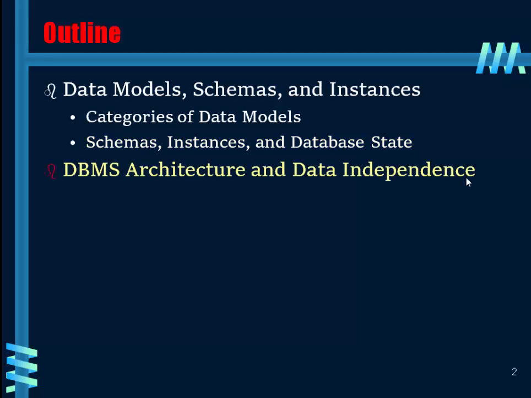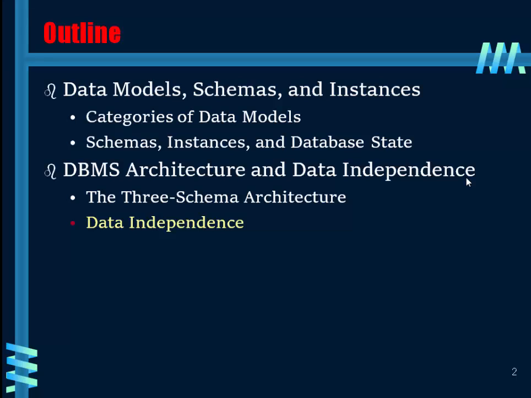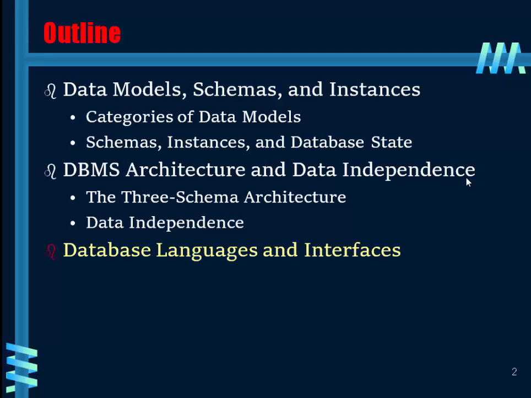Next, we'll discuss the architecture and data independence, that is, the DBMS architecture. In this architecture, we'll see the three-schema architecture of the database management system. After that, we'll discuss data independence, and there are two types of data independence: logical data independence and physical data independence. Then we will discuss database languages and interfaces which are used in the DBMS.